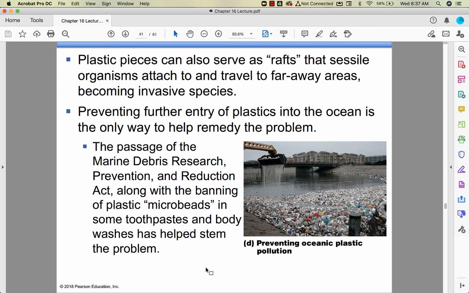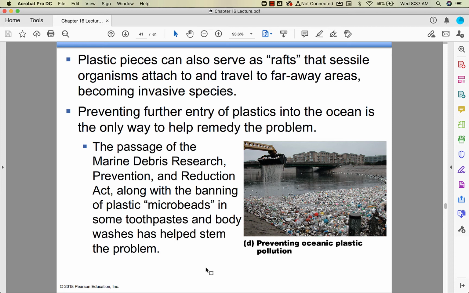They are important in the introduction of invasive species. You could have organisms that attach to these plastic pieces, and then they spread through the action and motion of the currents, and you can have them introduced in places, and they can become invasive species.